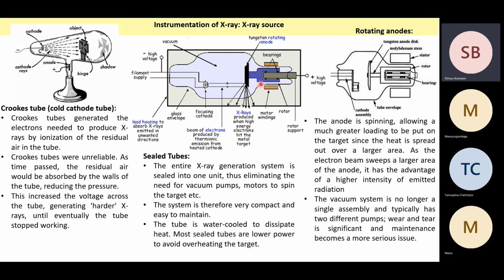So here the electron beam was striking only one portion of the anode, and so the intensity was lower. But here the anode is a spinning disk. So the electron is spread out over a large area, and so the intensity is also higher. This system is no longer a single assembly like the sealed tube, but it has two different pumps. So here the new problem comes, which is wear and tear, and maintenance becomes a more serious issue. So here, since it was a single sealed unit, it was easy to maintain and wear and tear was less. But rotating anodes have significantly greater wear and tear.